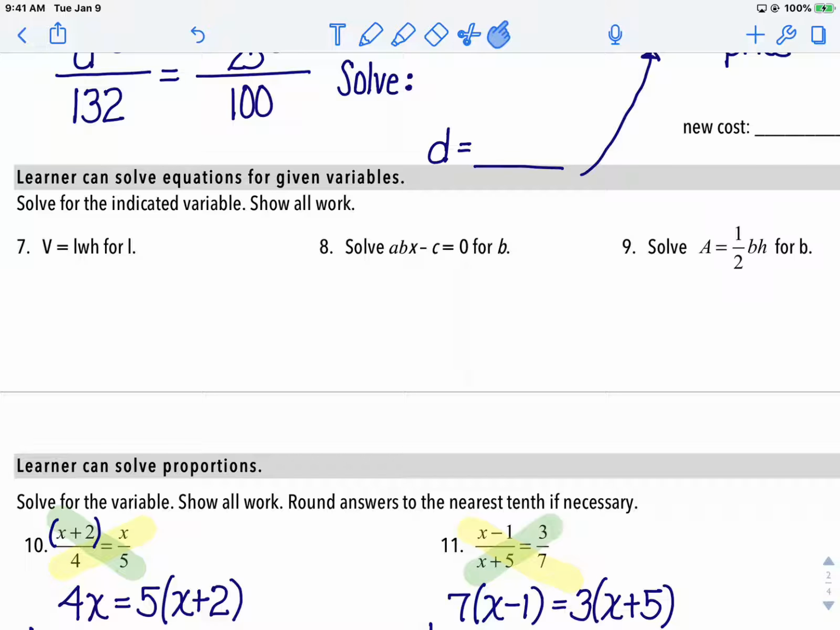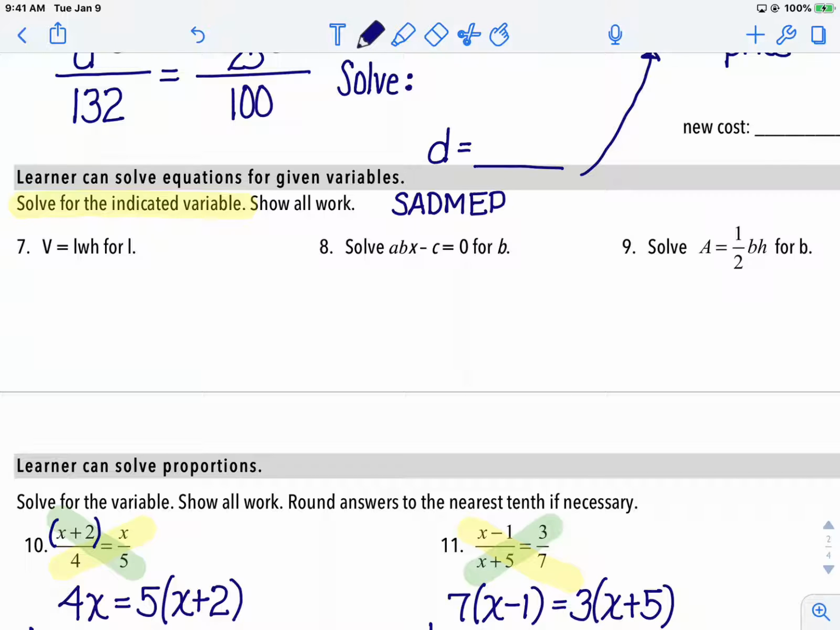Well, let's go back up to 7, 8, and 9. In 7, 8, and 9, these aren't proportions. These aren't percent proportions. These are ones where you're getting a variable alone. So what these really are is SADMEPS problems, because you need to try to undo the equation the way it's written in order to get a variable alone.